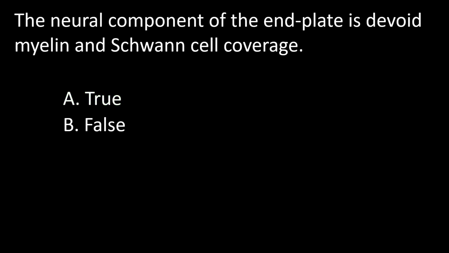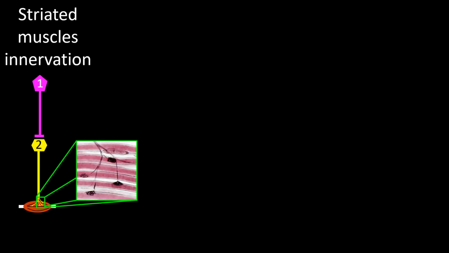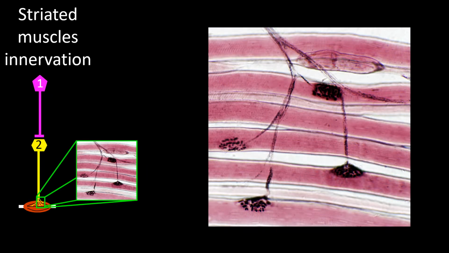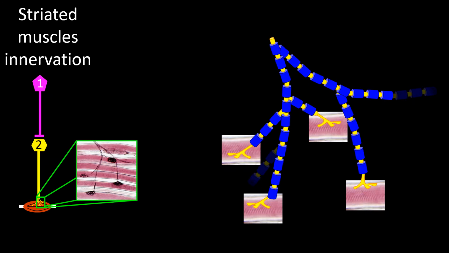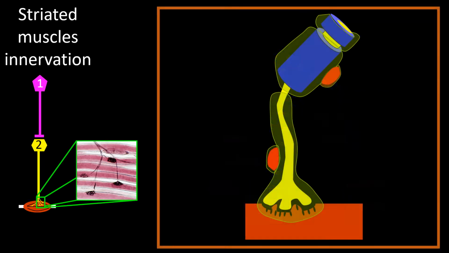Next question. The neural component of the end plate is devoid of myelin and Schwann cell coverage. A true, B false. This is the same figure we saw before. Here I have enlarged the photograph, and here I have schematized it. Now I want you to pay attention to the area I have enclosed inside the brown square, which I have now enlarged.